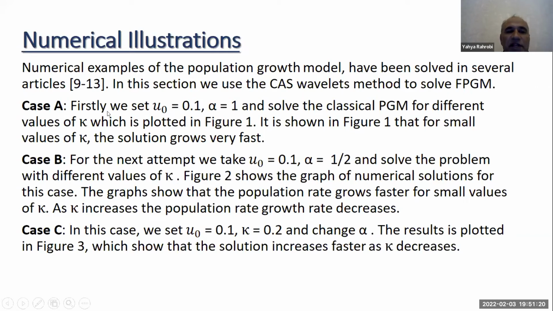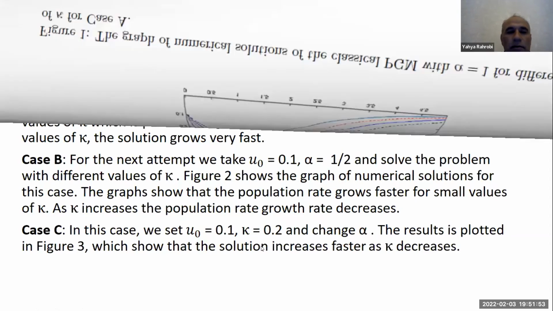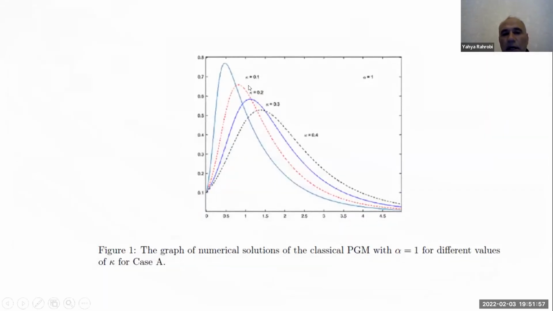Case A. Firstly, we set U index 0 equal to 0.1 and alpha equal to 1, and solve the classical population growth model for different values of kappa, which is plotted in figure 1. It is shown in figure 1 that for small values of kappa, the solution grows very fast. Figure 1, the graph of the numerical solution of the classical PGM with alpha equal to 1 for different values of kappa for case A.